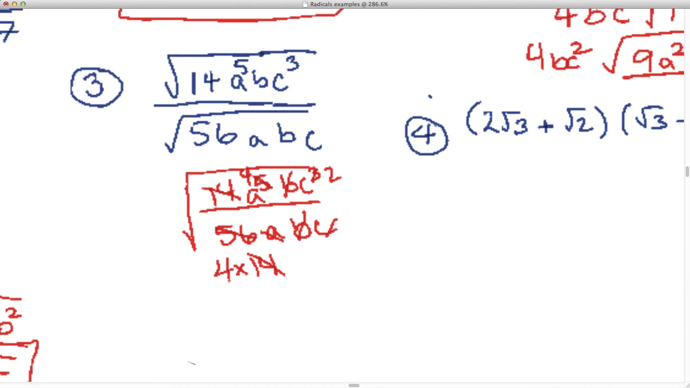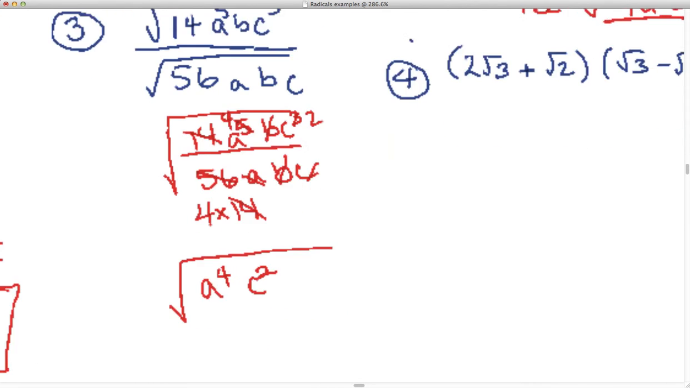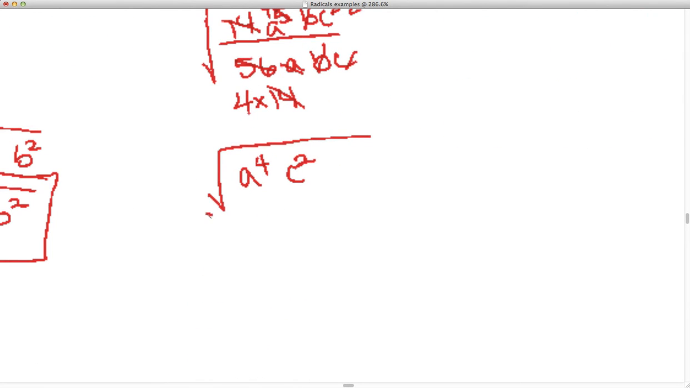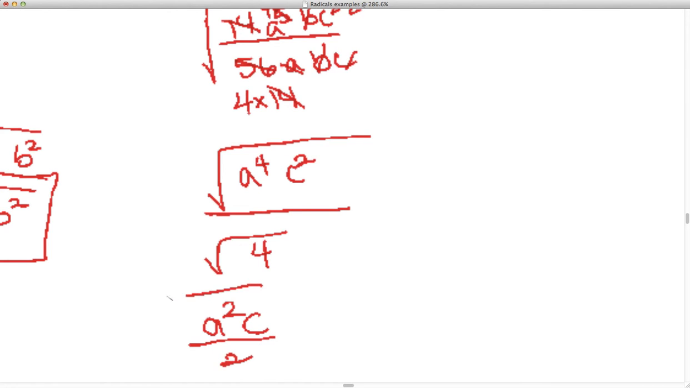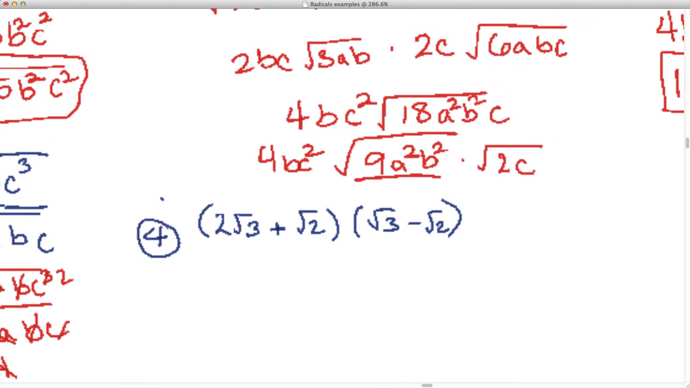So when I simplify, I am now left with a to the 4th on top, c squared, and then on the bottom I'm left with just the square root of 4. All the letters canceled out. So these all happen to be perfect squares, so you don't even need to do any rationalizing on this one. You just take the square root of everybody and you're done. Okay?